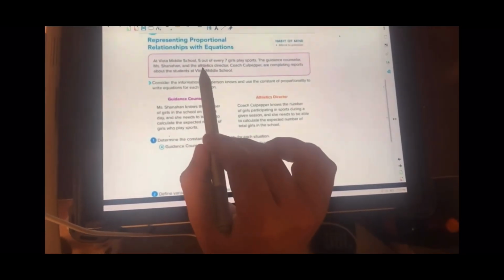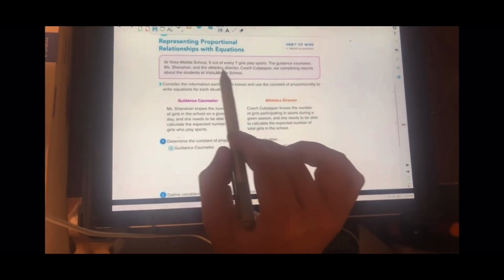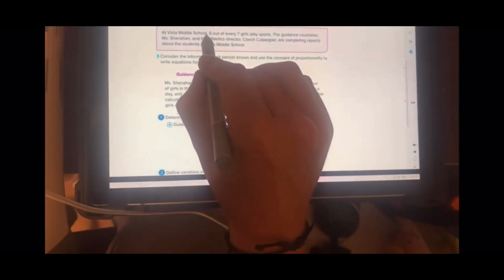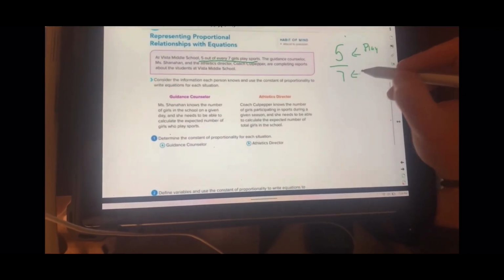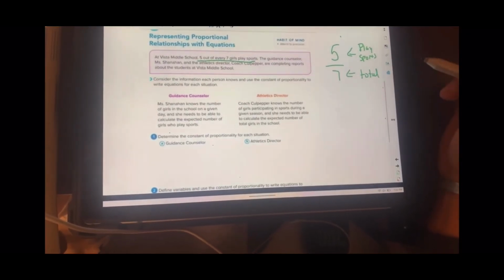So Vista Middle School, 5 out of every 7 girls play sports. The guidance counselor, Ms. Shanahan, and the athletic director are completing reports about the students at Vista Middle School. So we know that 5 out of every 7 girls play sports. If I write that as a ratio, it's 5 over 7. What this means is 5 girls play sports for every 7 girls counted. So play sports over the total number of girls counted.